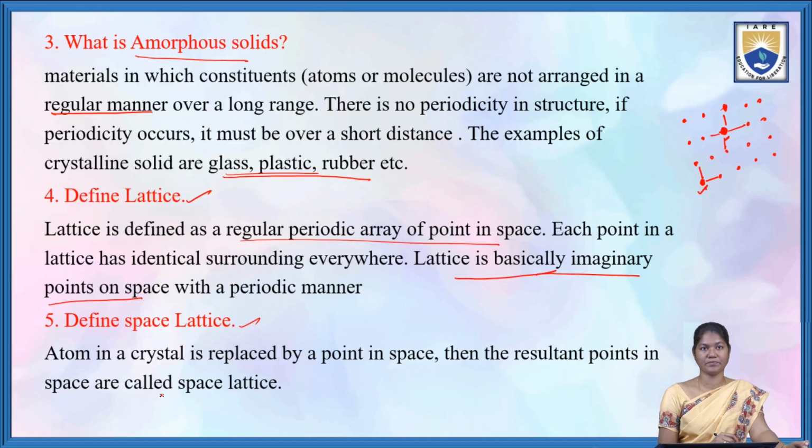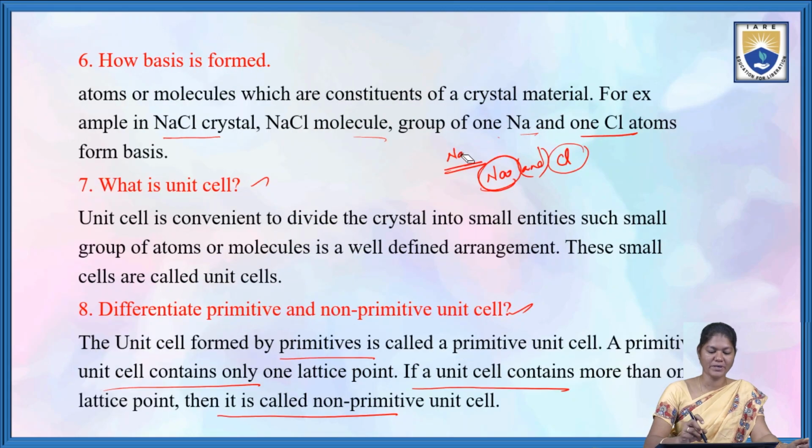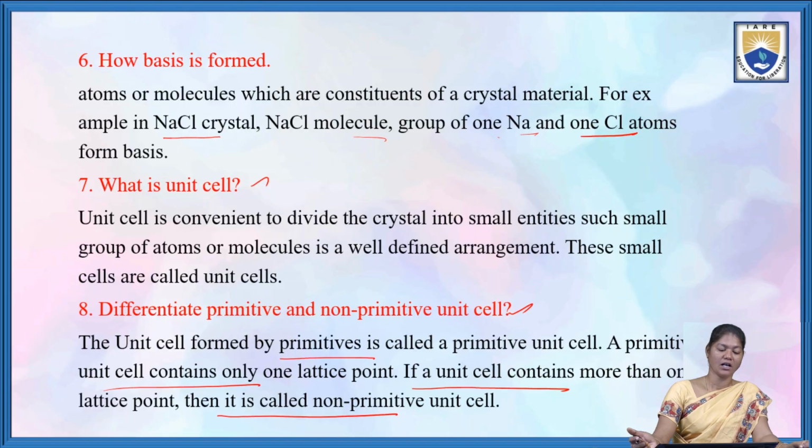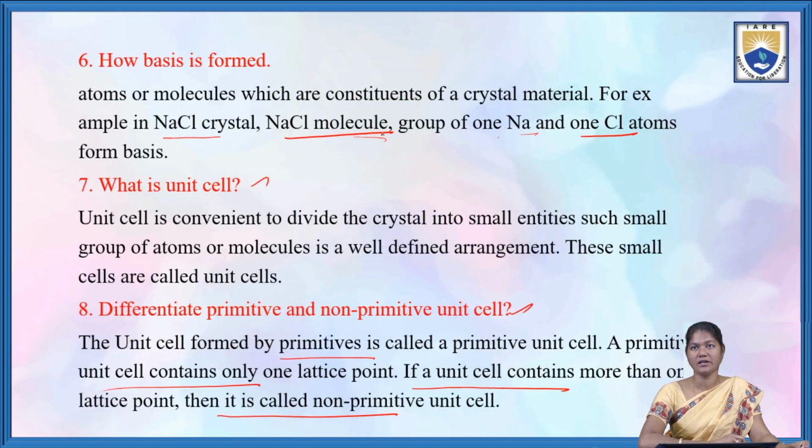Define space lattice. If each atom in a crystal is replaced by a point in space, then the resultant points in space are called a space lattice. How is a basis formed? Atoms or molecules are the constituents of a crystal material. For example, in a sodium chloride crystal, a group of one sodium and one chlorine atom forms the basis.